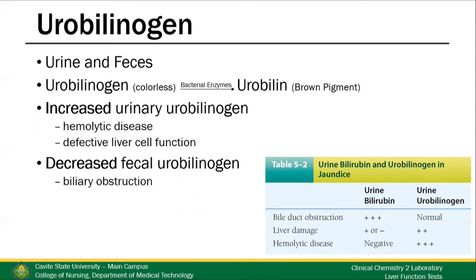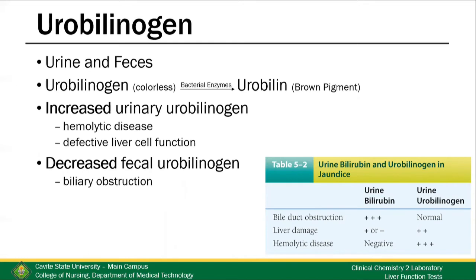So, increased urinary urobilinogen is seen in hemolytic disease or defective liver cell function. In hemolytic disease, the lifespan of the RBC is shorter compared to the lifespan of a normal RBC, which is 120 days.